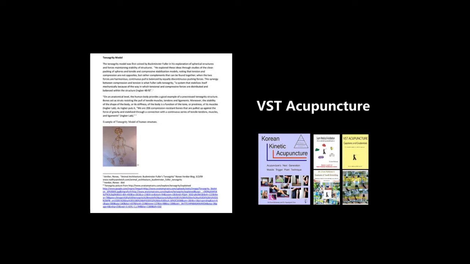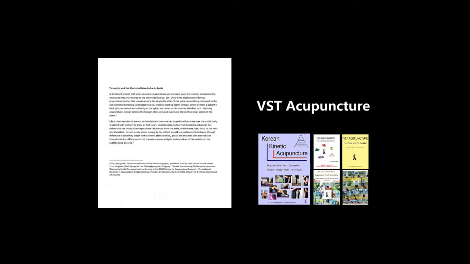And then the tensegrity model and the shortened muscle due to knots. A shortened muscle with knots causes increased stress and pressure upon the tendons and supporting structures that are attached to the shortened muscle. Dr. Choi, in his explanation of kinetic acupuncture, implies that uneven muscle tension to the sides of the spine causes the spine to pull to the side with the shortened contracted muscle, which is exerting higher tension.